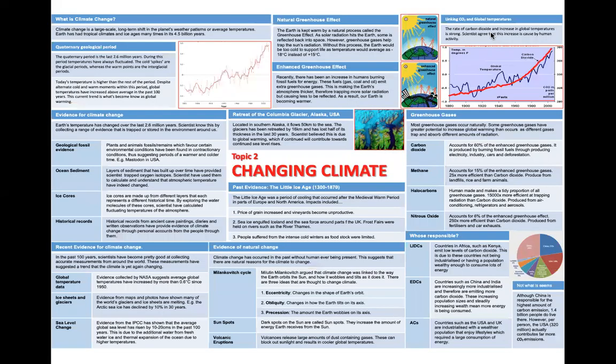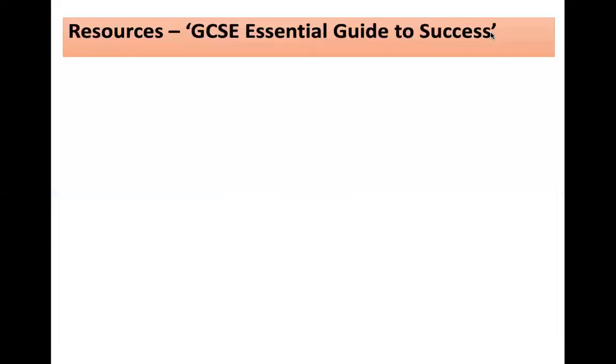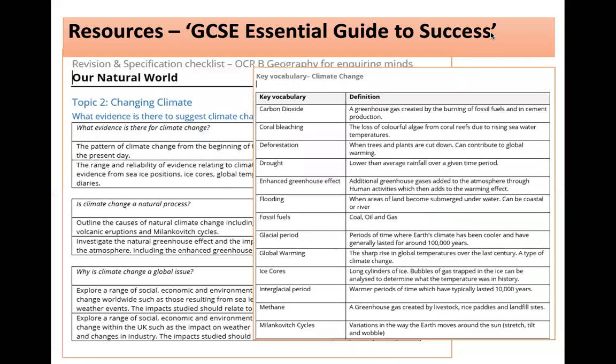Now, this is your summary to know the key core content on your knowledge organizer. Have a look at that. It's very informative. And you know that you also have resources in the Essential Guide to Success, your overview, your specification checklist of changing climate.